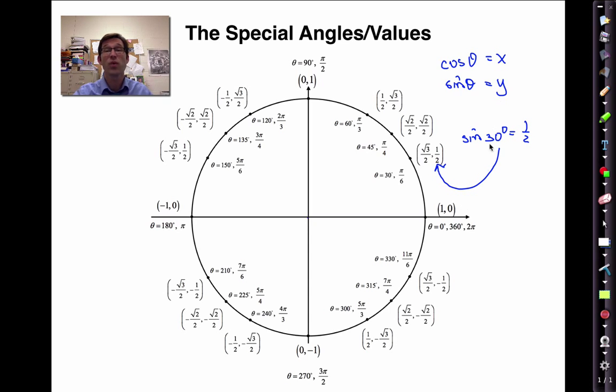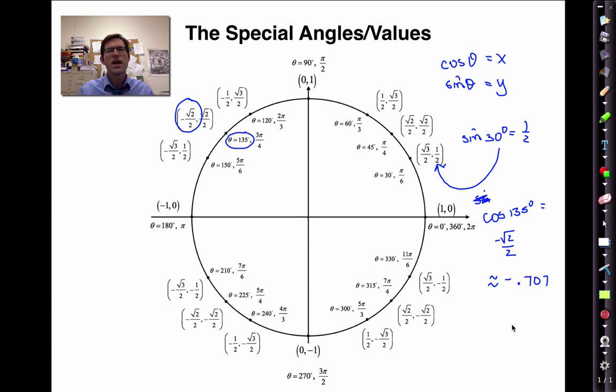We can use the x and the y definitions of sine and cosine all over the place. So for instance, let's go cosine. If I wanted the cosine of 135 degrees, I could just say, okay, here's 135. Cosine is the x-coordinate. That's negative root 2 over 2. By the way, that's about negative 0.707 if you want to check it on your calculator.